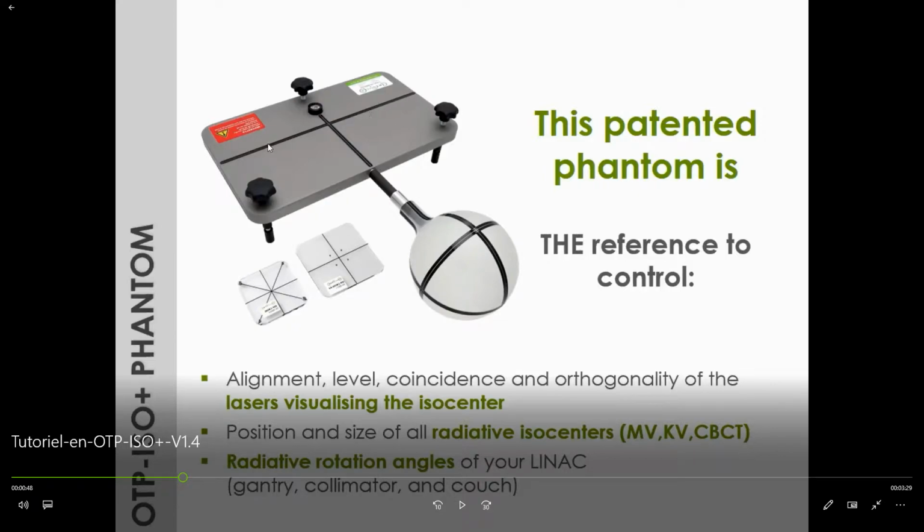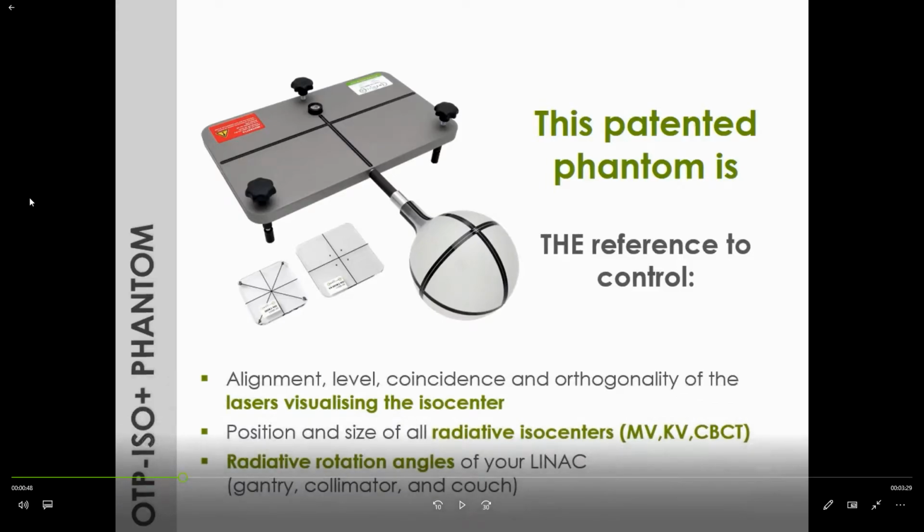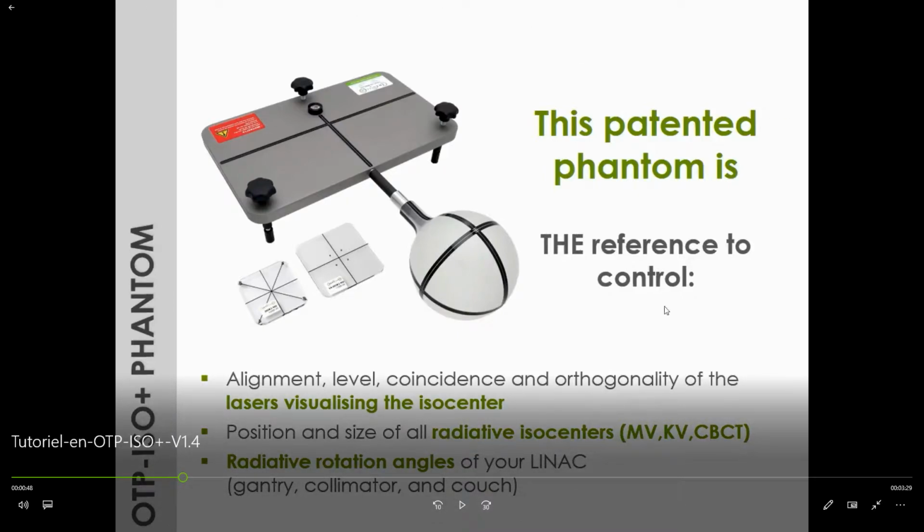The plate also bears white engravings which will be used to pre-align the test object and to verify, before starting the Winston and Lutz test, that the lasers are orthogonal, level and coincident with the surface of the sphere. A certain precision is required in terms of level, so the test object is fitted with 3 adjustable leveling screws for this purpose. This is summarized here. Our test object enables you to verify that the lasers are set correctly before determining the radiative isocenters of your treatment machine, as well as the radiative rotation angles.